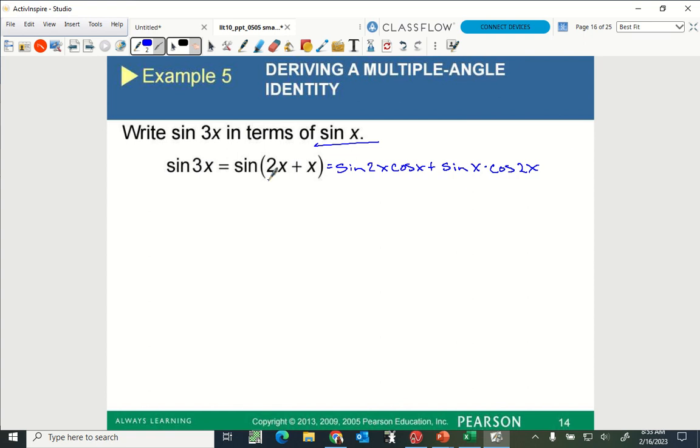I'm using the addition formula. The addition formula for this is on the reference sheet if you got lost.